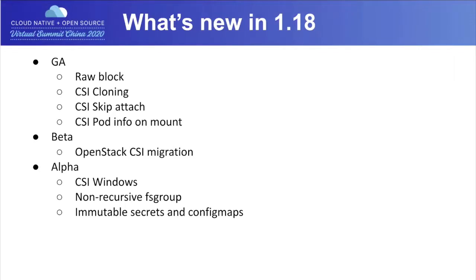All right, so now we're going to move on and talk about all the new features that SIG Storage has been working on in 1.18. So we landed a lot of features and graduated them to GA status. First is the raw block feature. This allows containers to access a volume as a block device instead of as the formatted file system.